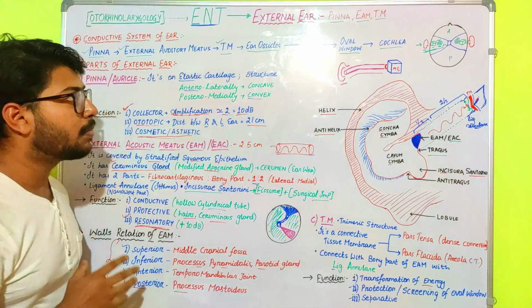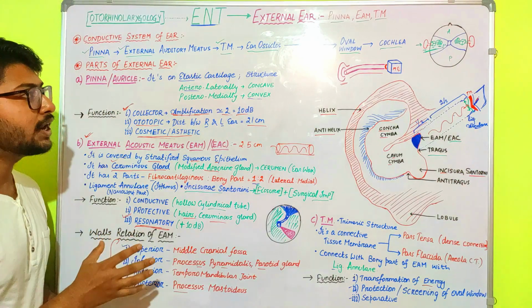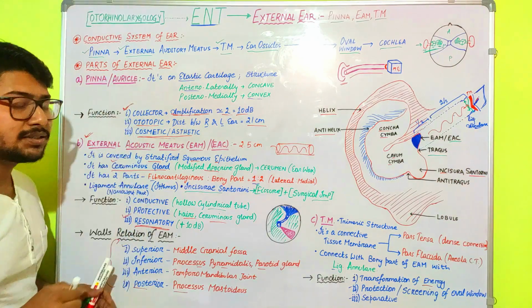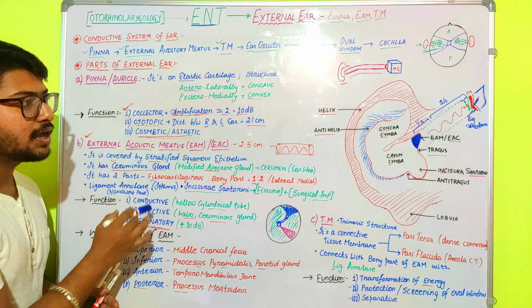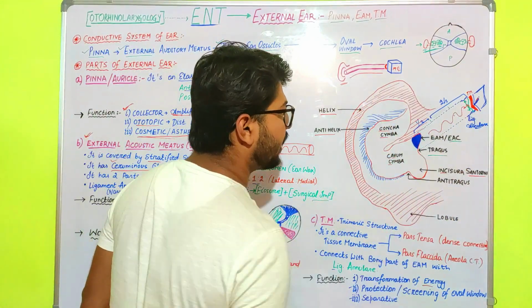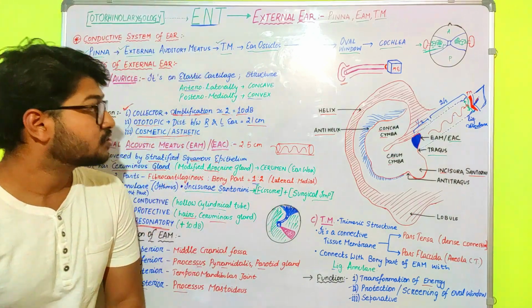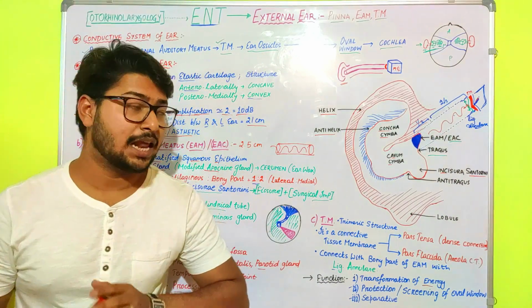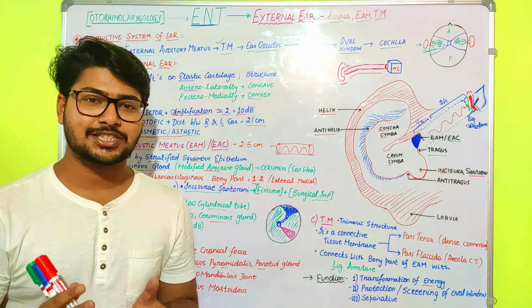So this was all about the external ear, where we learnt about the parts of the external ear, that is the pinna, external acoustic meatus, and the tympanic membrane. Okay, so I hope this video will help you in understanding the external ear.